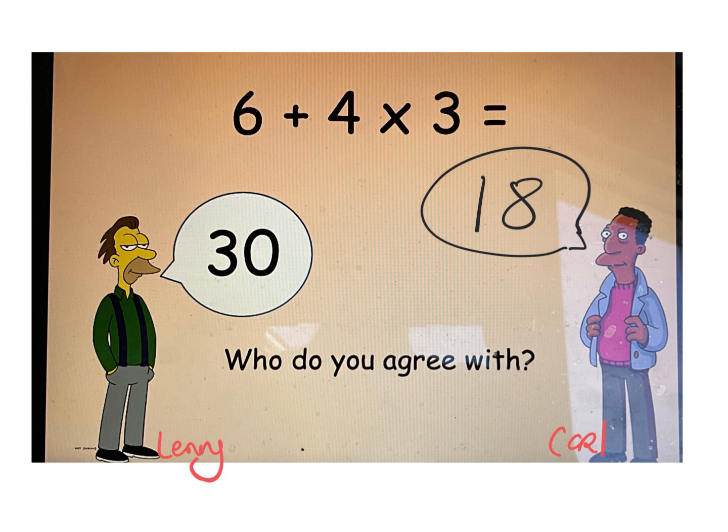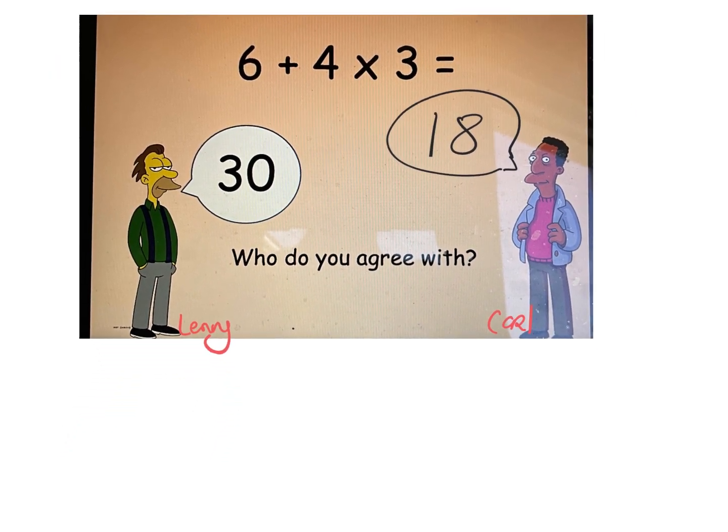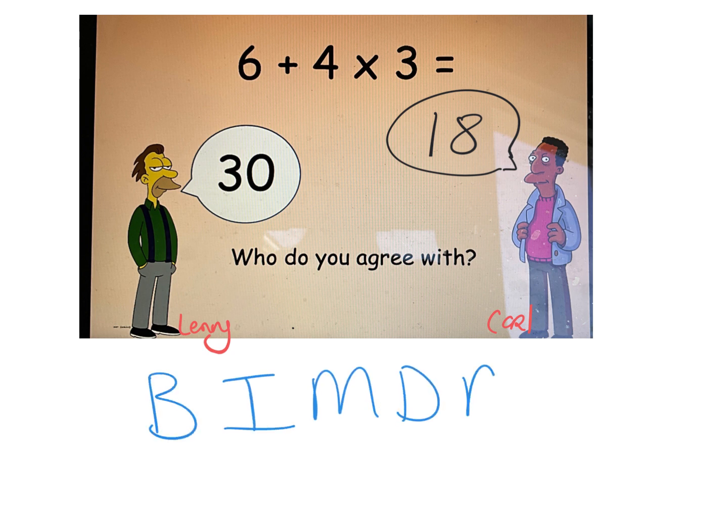So in mathematics, in order to solve questions like this, we have to have a system or rules. And that system that we use is called BIMDAS. So I need you to take that down into your copies. You can pause the video here if you need to, and I'm going to explain what each of these words mean. So the B in BIMDAS stands for brackets.